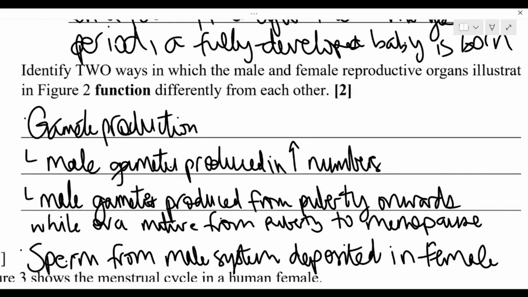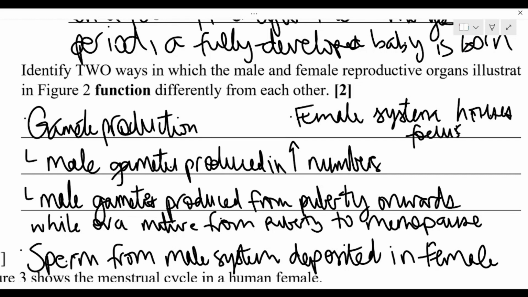You have the fact that sperm is produced in the male reproductive system and that is deposited in the female reproductive system. The female system is the one that actually houses the fetus, so it is designed to facilitate fertilization, implantation, and development.